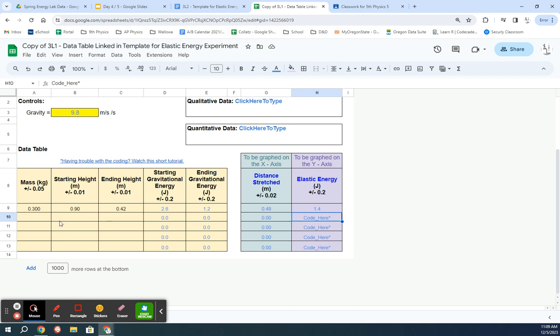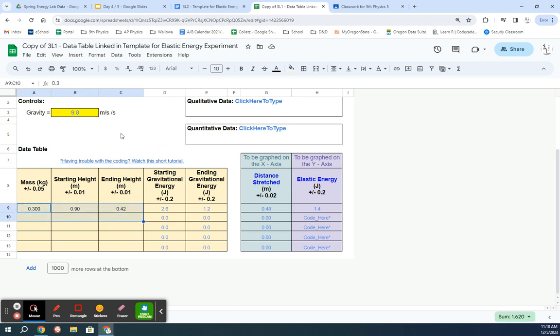All right. Now you guys will actually do your lab, calculate your values here. Again, different masses would be useful. The same mass a couple of times to make sure that you get some good values makes sense as well. So again, you're going to want to collect some different values here so that you have some different distances stretched, some different elastic energies that you will then be able to graph in Desmos.